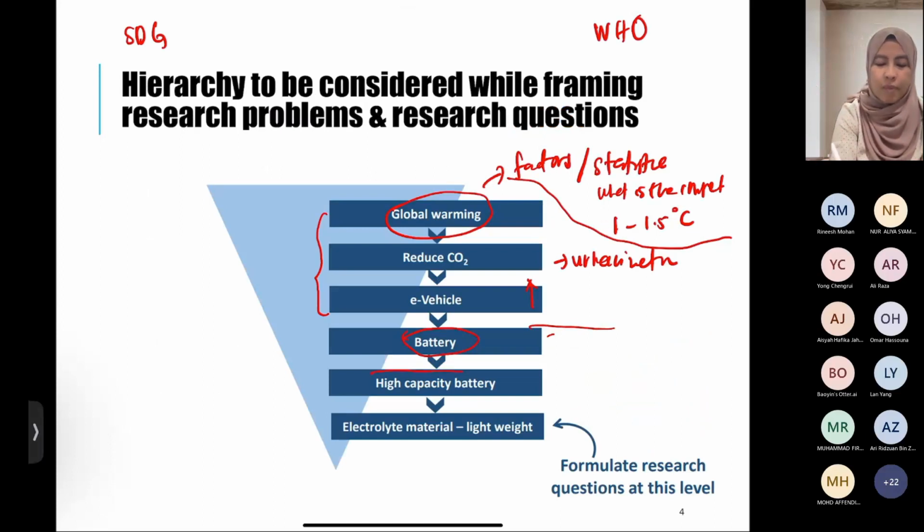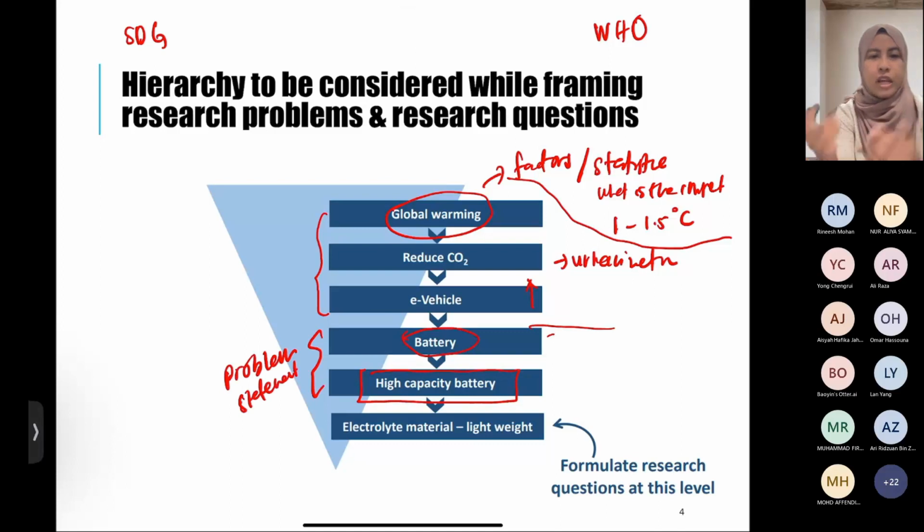So we need a high capacity battery, fast charging battery, and lightweight. The most important thing is lightweight. So this is the start with the problem statement. You start with the problem statement. You start telling what is the problem with the battery.